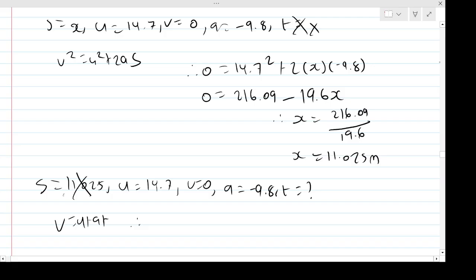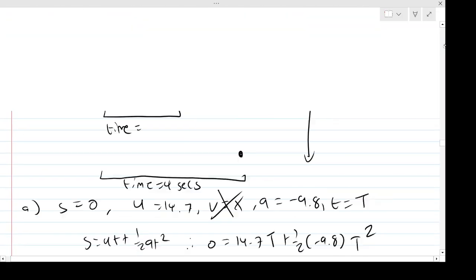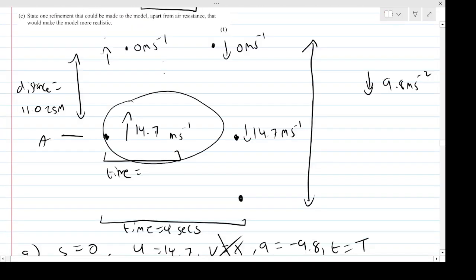So therefore 0 is going to be 14.7, take away 9.8 lots of T. So therefore 9.8 T is 14.7. So T is 14.7 over 9.8. And that will get me 1.5. Okay, quite nice. So that's saying the first part of the journey, from when it starts and then it ends by not moving, that time is 1.5.